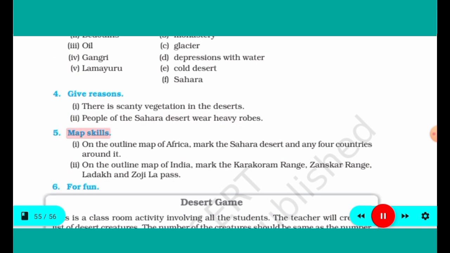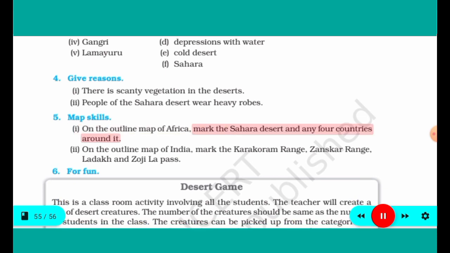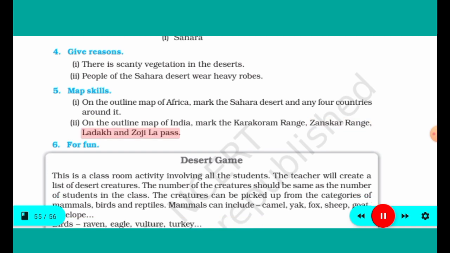5. Map skills. I. On the outline map of Africa, mark the Sahara Desert and any 4 countries around it. II. On the outline map of India, mark the Karakoram Range, Zanskar Range, Ladakh and Zojila Pass.